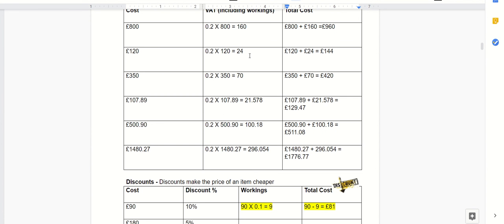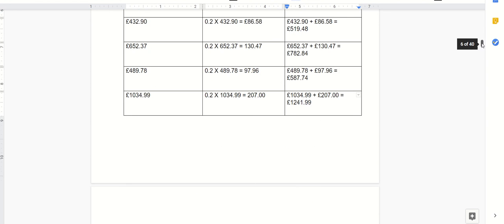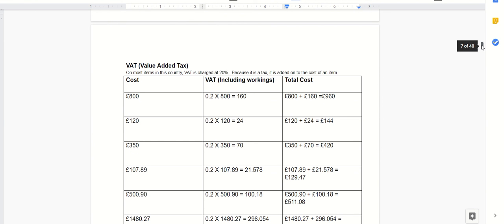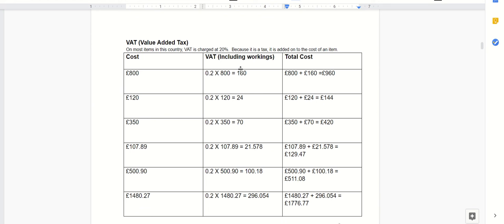So going down here again, it's pretty much a continuation of the same stuff. So we just want to work out what the total cost is including VAT. So 0.2 multiplied by 800 is 160. We add them together. 800 and 160, we get 960. Nice and straightforward. 0.2 multiplied by 120, because that's the original cost there, is £24. We add 120 to £24, we get £144. 0.2 multiplied by 350 is 70. 350 plus 70 is 420. Now we get another problematic one.